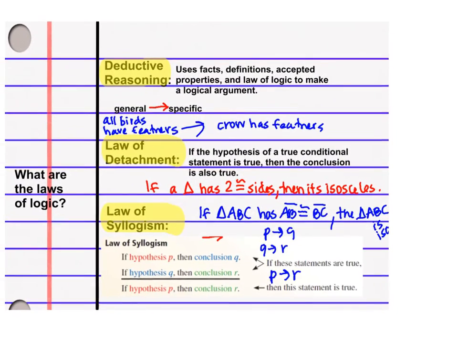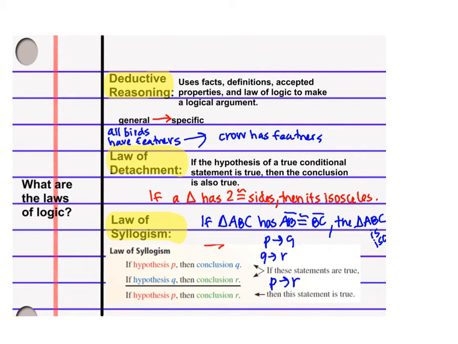All right, we are moving on to deductive reasoning. So if you need to pause the video to get some of this stuff, deductive reasoning is the opposite of inductive. So you're using facts, definitions, or accepted properties and laws of logic to make a logical argument. So you're going the other direction. You're taking a general fact and making a specific conclusion.